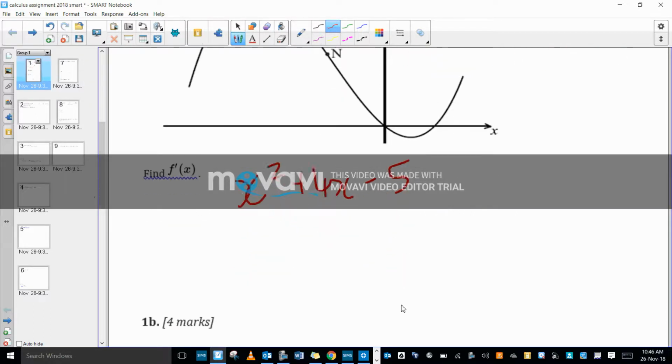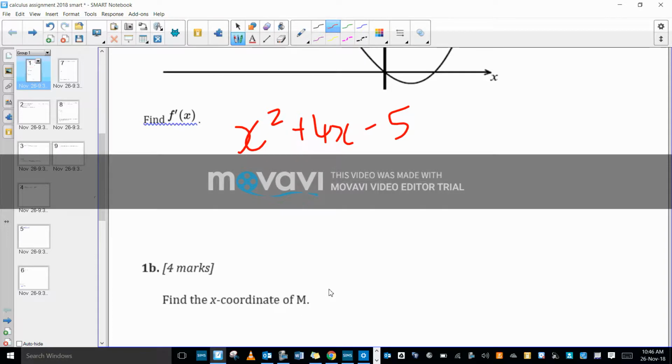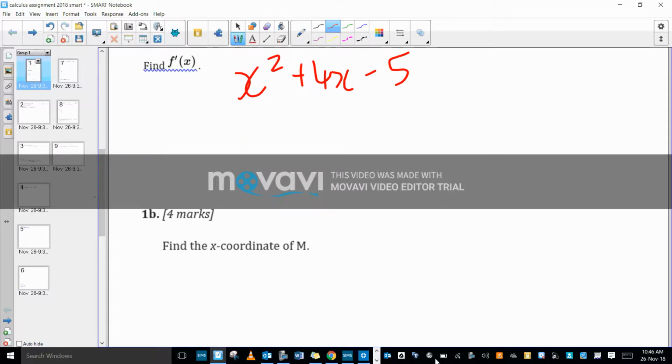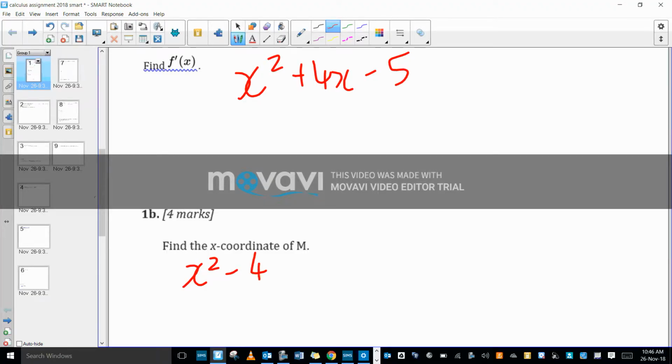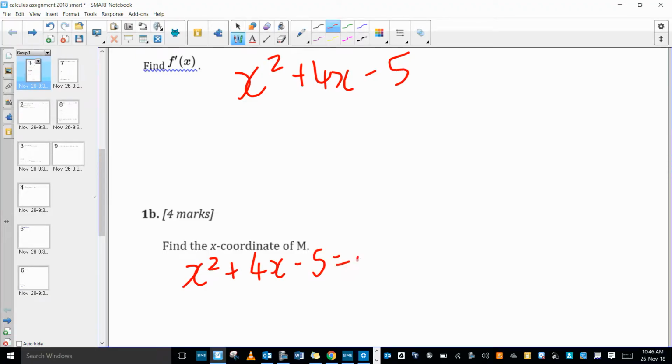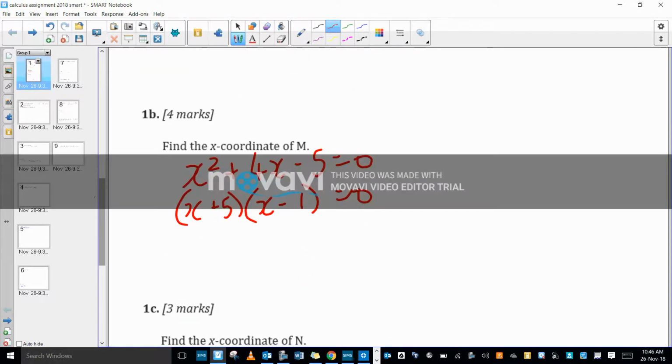Next one, find the x coordinate of M. So as I said, maximums and minimums occur when the derivative is 0. So x squared plus 4x minus 5 is equal to 0. Easiest thing to do is to factorize. So we've got positive 5 and negative 1 in our brackets, because those two numbers multiply to give negative 5 and add to give 4, which means that x is negative 5 or positive 1.